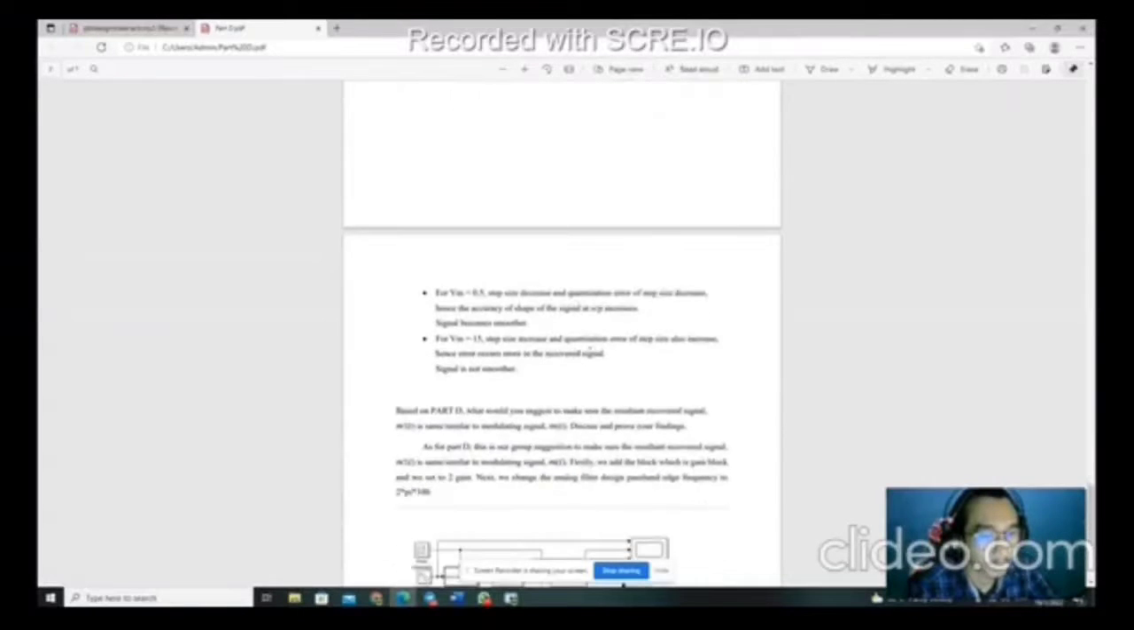The last one is the waveform of the decoded signal for the 8-bit data. For VM 0.5, the step size decreases and the quantization error also decreases. Hence, the accuracy of the shape of the signal at the output increases, so the signal becomes smooth. For VM 15, the step size increases and the quantization error also increases. Hence, more error occurs in the recovered signal, so the signal is not smooth.